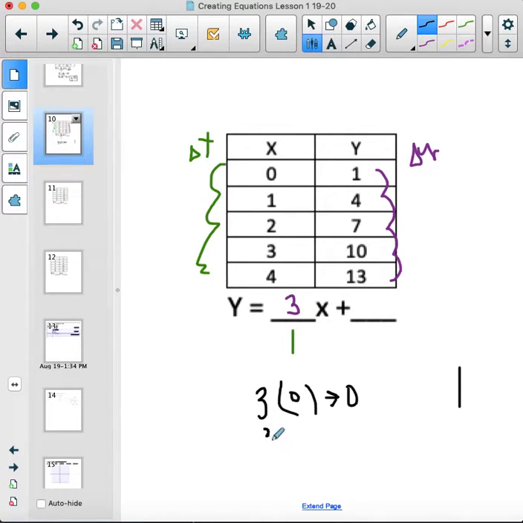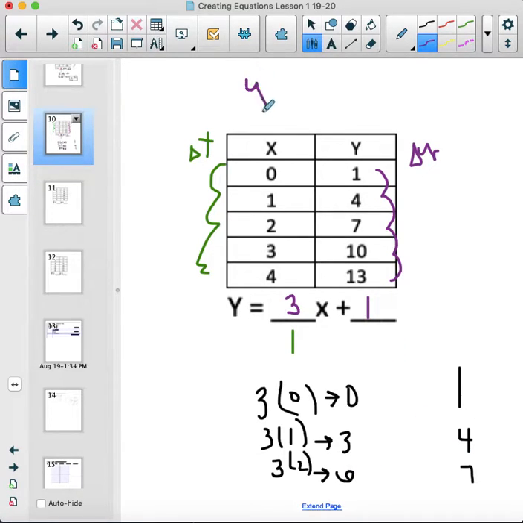Let's try the next one. Let's plug in 3 times 1. 3 times 1 gets me 3, but I need 4. 3 times 2 gets me 6, but I need 7. So you have to think, what do you have to add to 0 to get to 1? And what do you have to add to 3 to get to 4? And what do you have to add to get from 6 to 7? You need to add 1.